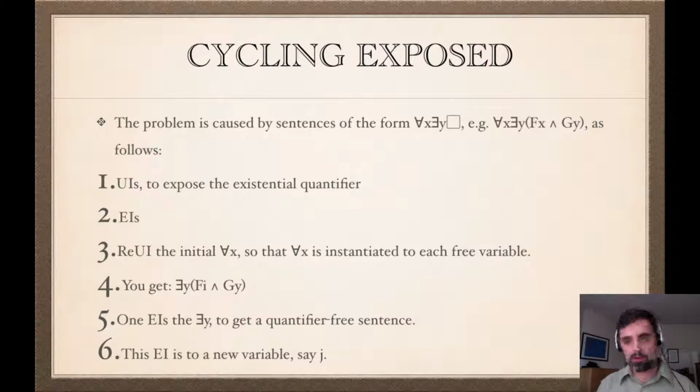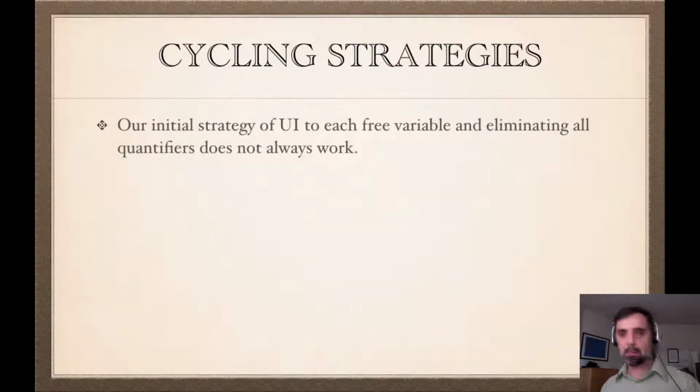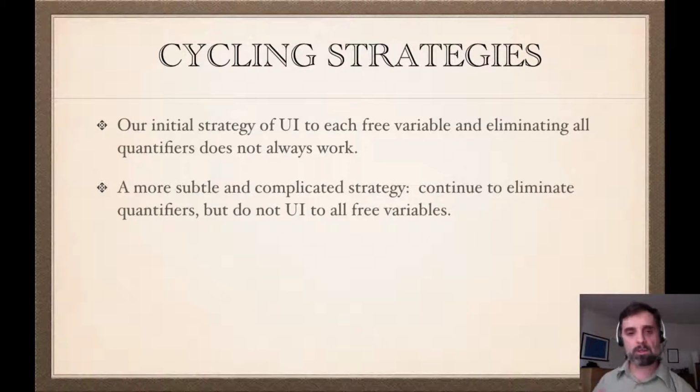And this sort of describes this problem. The problem comes from the for every x sum y structure, which is what generates that problem. So one idea would be to be a little bit subtler about our instantiation. So we want to still get to quantifier-free sentences that are inconsistent and from which we can extract a contradiction. What we need to do then is recognize two different kinds of EI and then restrict our UI appropriately.